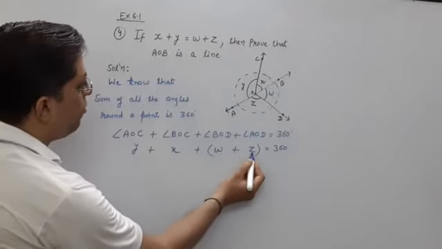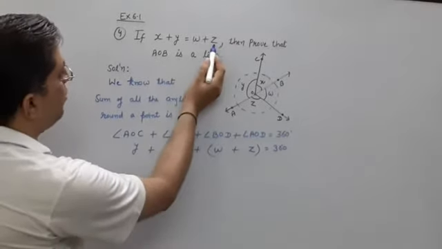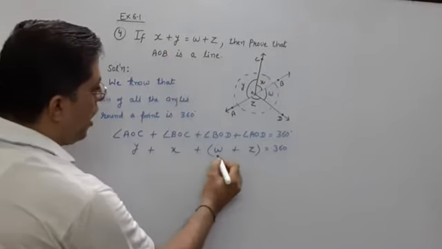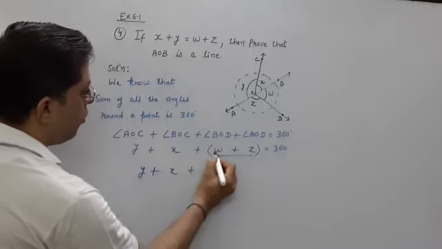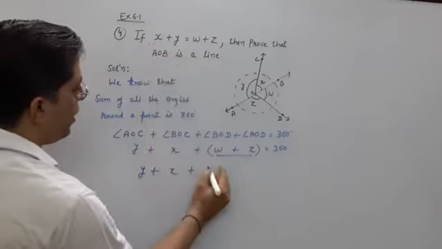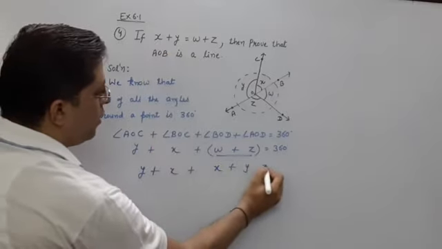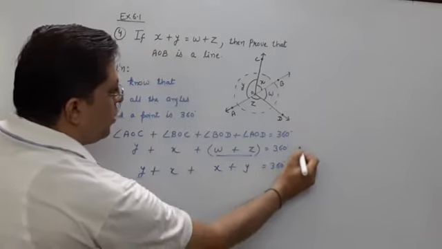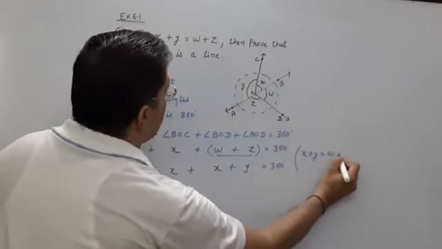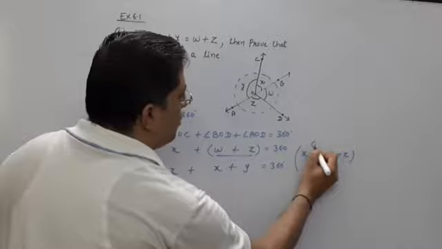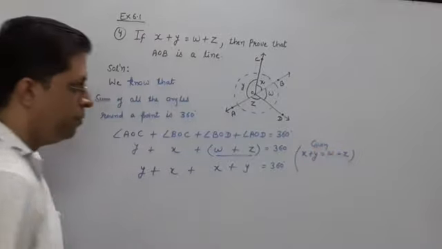Here is W plus Z, and what is given? W plus Z is equal to X plus Y. I will put the value here, Y plus X. In place of W plus Z, I am putting X plus Y. It is 360 degrees. Here I am writing X plus Y is equal to W plus Z. This is given to you.